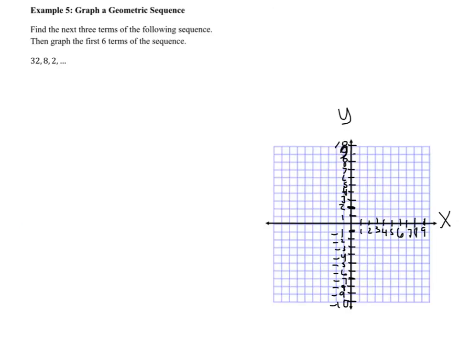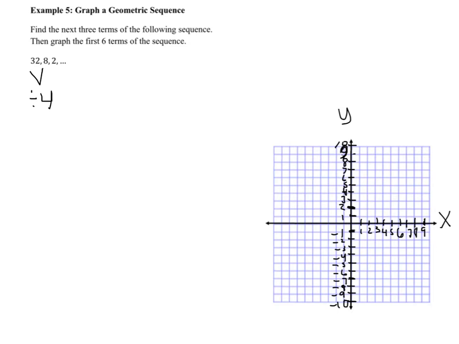In example 5, we're going to find the next 3 terms of the following sequence and graph the first 6 terms of the sequence. So we want to think, how do I get from 32 to 8? And originally, the first thing that comes to my mind, I would think, okay, you divide by 4.